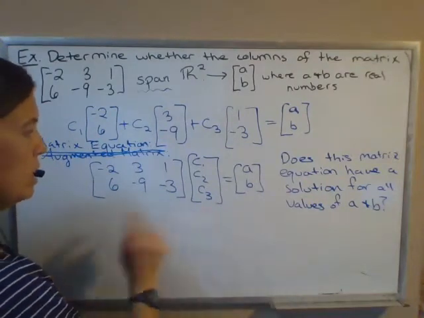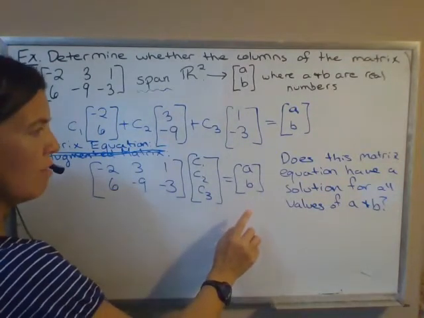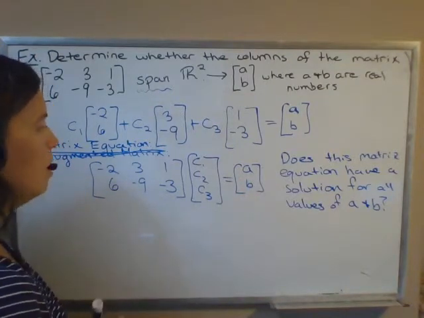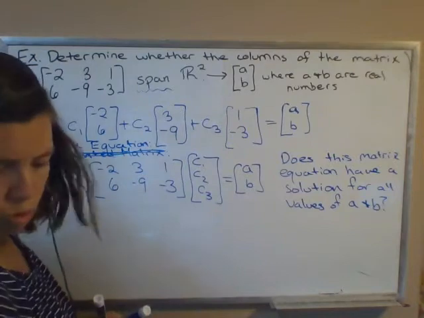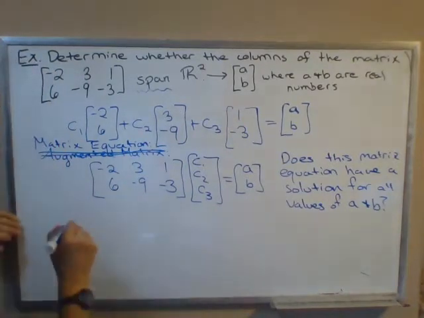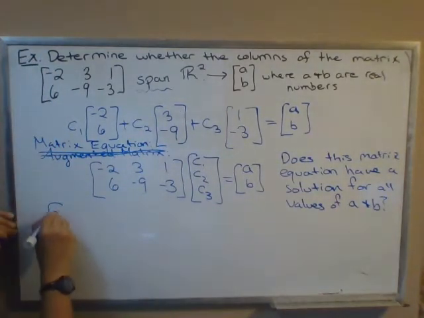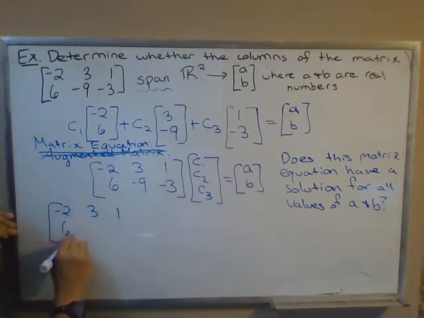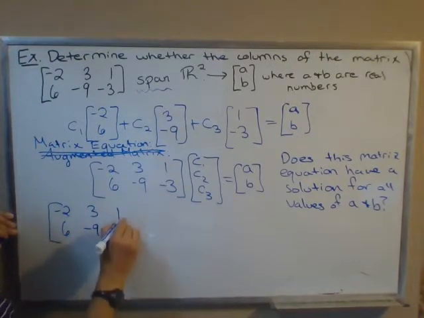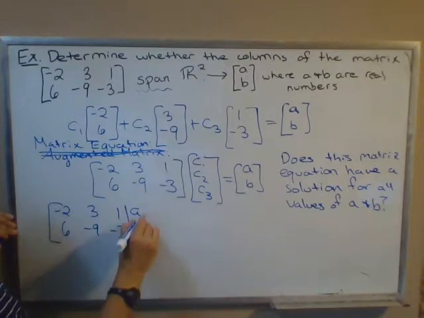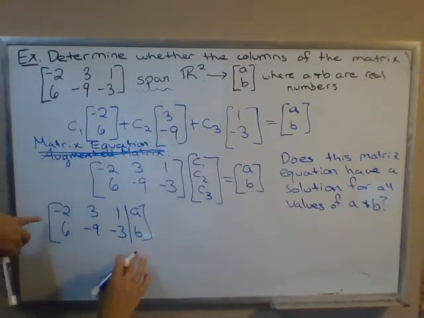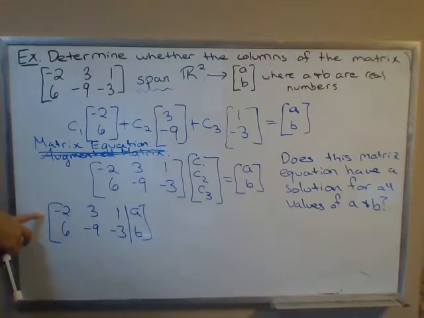Okay, so this is the question. Does this equation here have a solution no matter what the value of A and the value of B are? So now I'll change that to an augmented matrix. So -2, 3, 1, 6, -9, -3, augmented with A and B. And this is where A and B may be any real numbers. Okay, so I want to row reduce this and see what the solution set looks like.